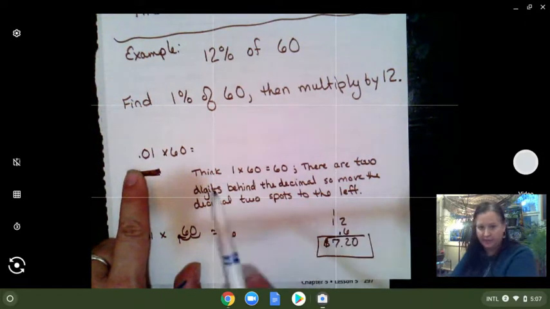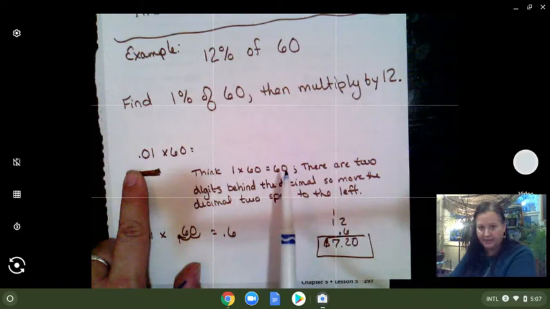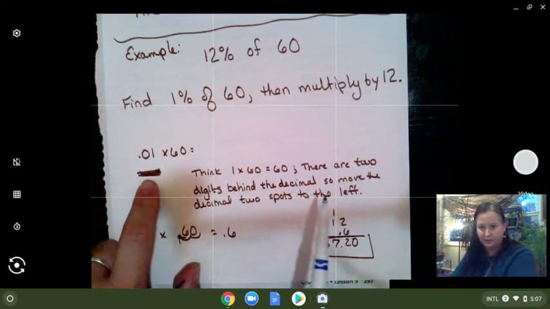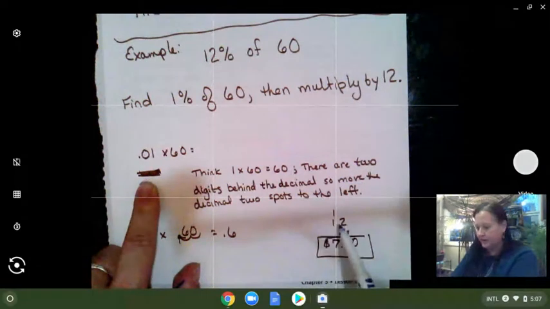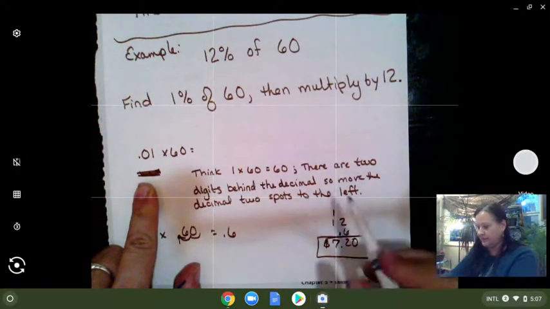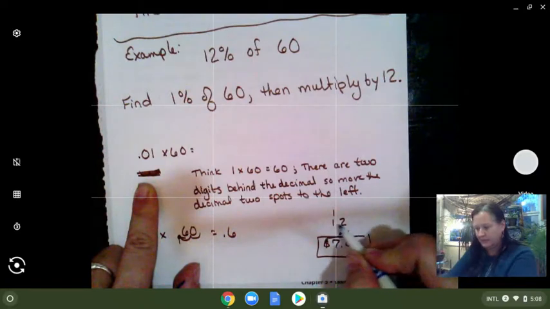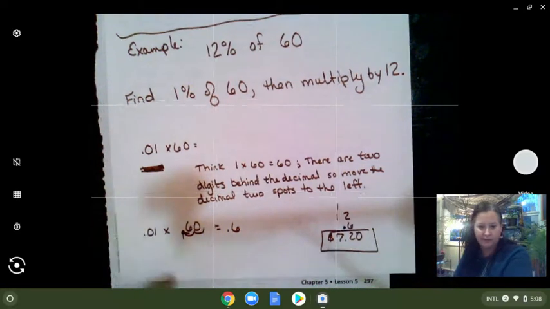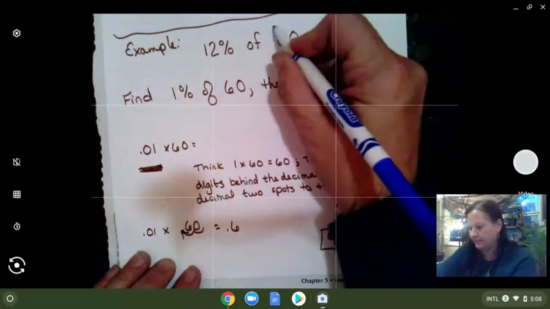Okay, you want to write this all down. It says, I think 1 times 60 is 60. There are 2 digits behind the decimal, so move the decimal 2 spots to the left. I would like you to have that somewhere in your notes so you can look back at it. So here we have 12, because it's 12%, not 1%. We're multiplying the 0.6 by 12, and we get 7.2. And that is a way to find 12% of 60.